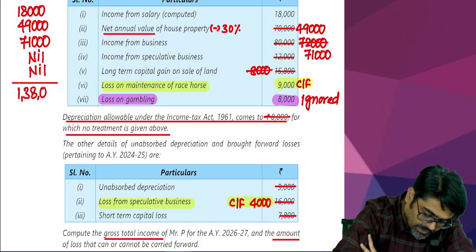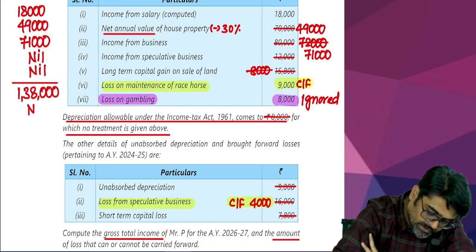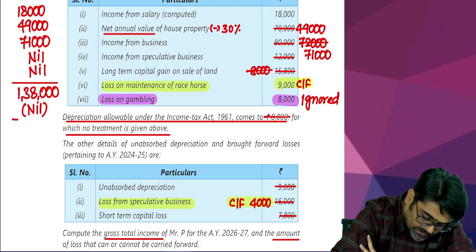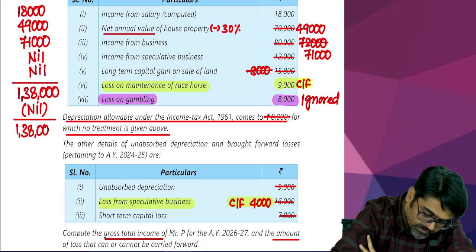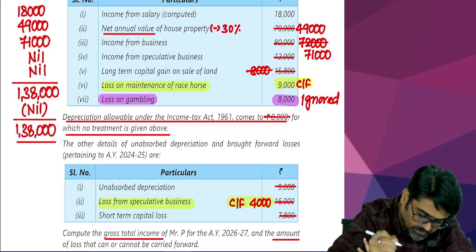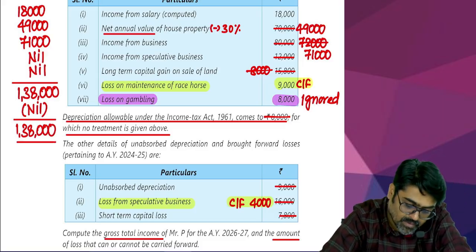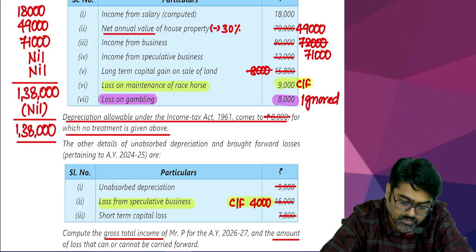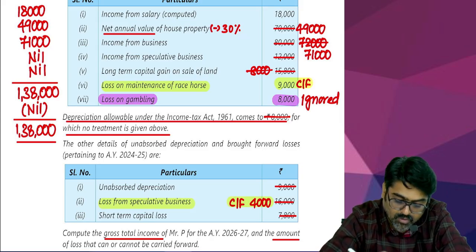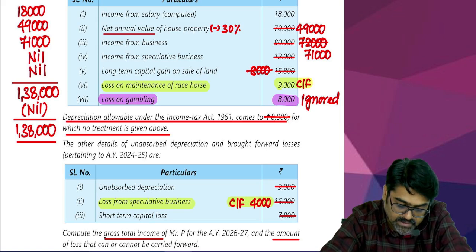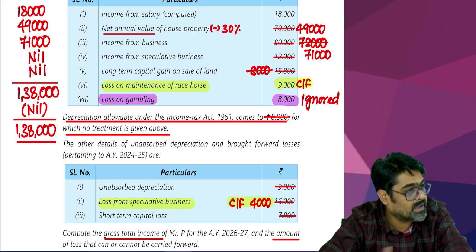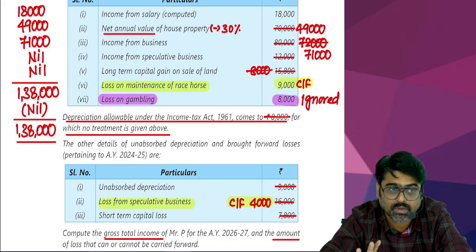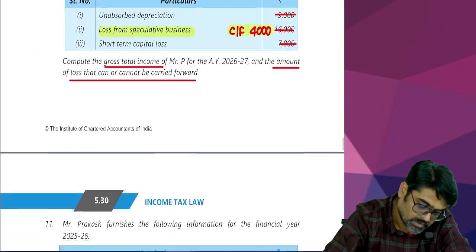1,38,000. Everyone got this? Chapter 6 deduction nil and total income will be, please check the final answer guys. 1,38,000 correct? And which losses are eligible for carry forward? Only two losses: loss from maintenance of horse races and loss from speculative business of last year. Loss of gambling will not be eligible for carry forward. It is a dead loss, ignored. Understood? Sure sir? Next question.